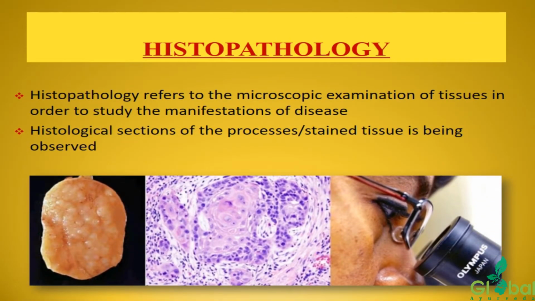Next is histopathology. Histopathology refers to the microscopic examination of tissues in order to study the manifestation of disease. Histological sections of the processed tissue are being observed. So histopathology is completely related to tissue cells only. Here we will go for microscopic examination of tissues. What is the exact cause, or how did the disease get manifested? In order to prove and diagnose the condition, we will go for histopathology under microscopic examination.